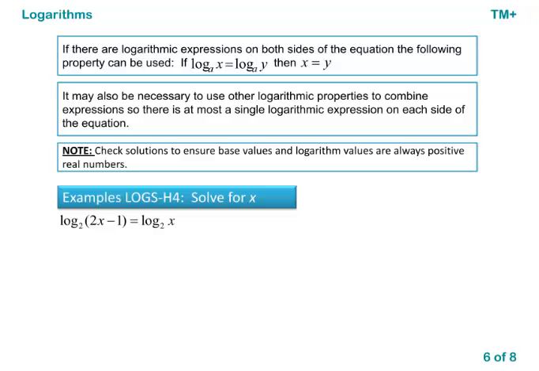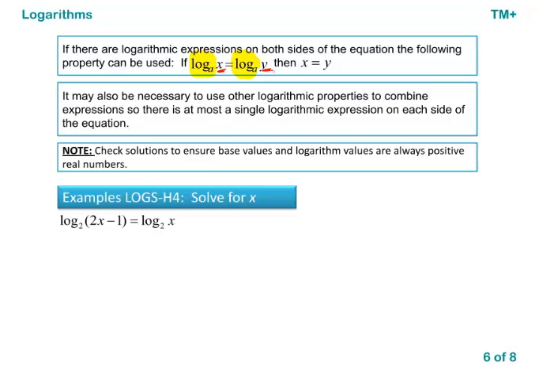If there are logarithmic expressions on both sides of the equation, the following property can be used. So what you can see here, I have a log base a here and a log base a there. So that means that this x must just equal y. It may also be necessary to use other logarithmic properties to combine expressions, so there is at most one single logarithmic expression on each side of the equation. Also note, check solutions to ensure base values and logarithm values are always positive real numbers. Okay, just like that previous one where we could only have one of the answers.